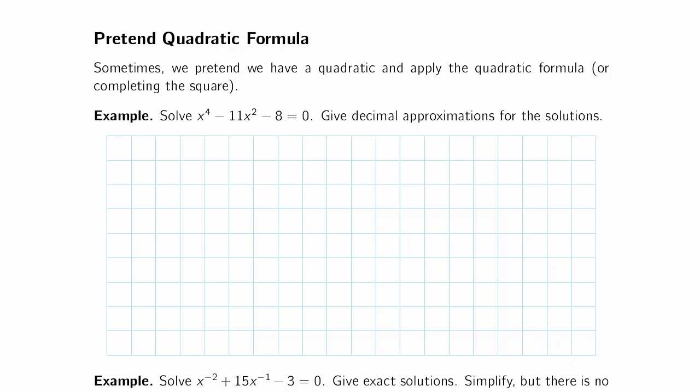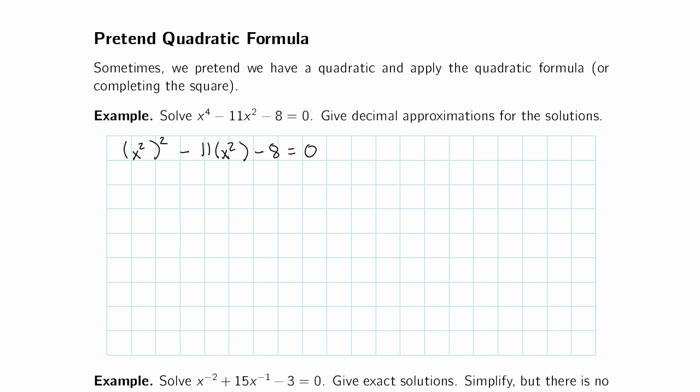We also sometimes pretend that our function is quadratic so that we can apply the quadratic formula. And the reason for that is sometimes even with polynomials we get something where we can't factor, but it looks quadratic. This is a type of example that we've seen before when we were trying to factor. Here we have x squared squared minus 11x squared minus 8 equals 0. Now, that is a polynomial in x squared.